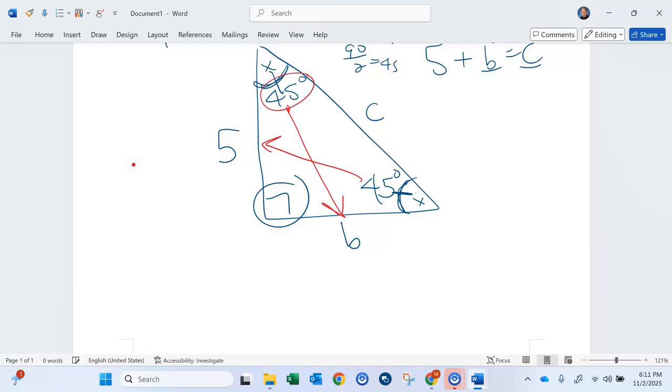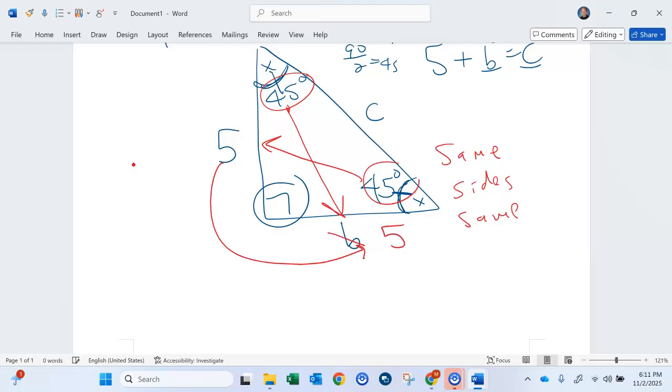So if the angles are the same, then the corresponding sides are the same, or the legs in this case. So that means that this is also 5, okay? So that's what we would know. And then now that we've got two sides, we can go 5 squared plus 5 squared equals c squared. And then this would be 25, this would be 50 equals c squared.